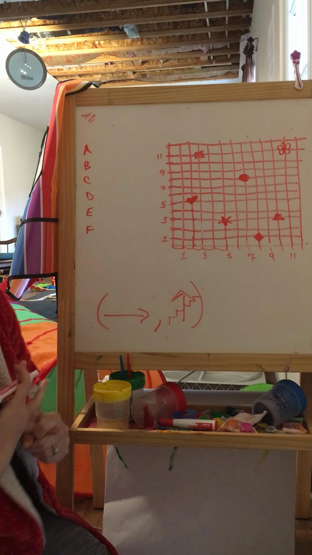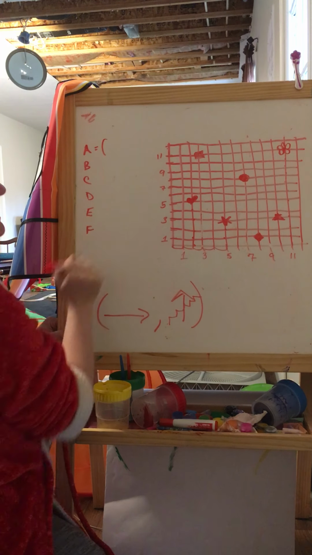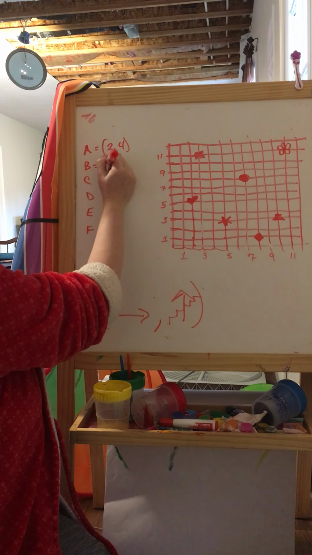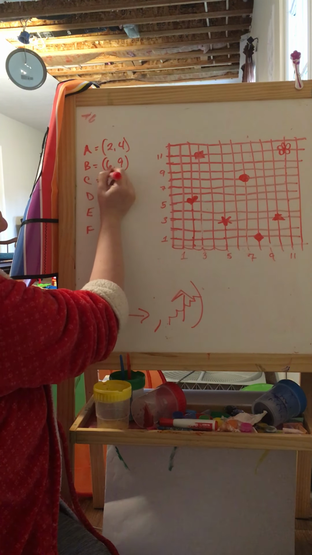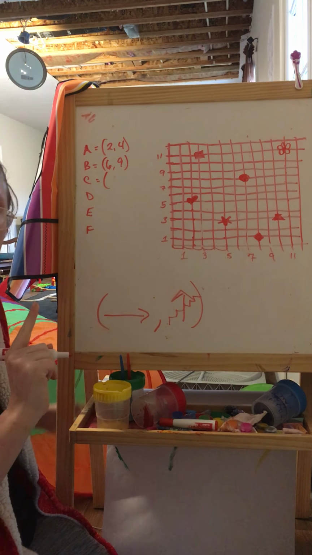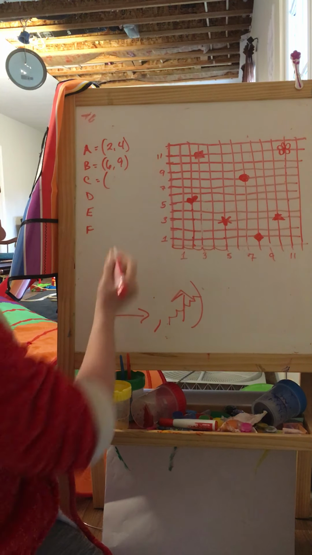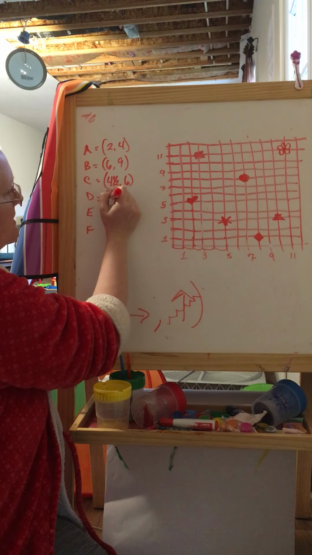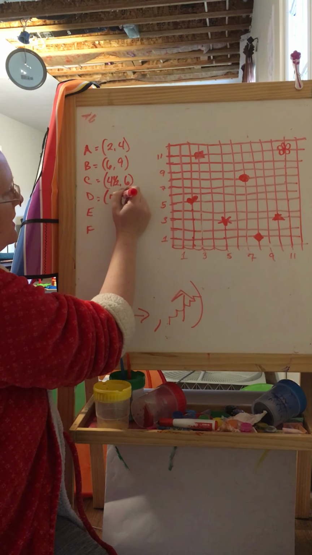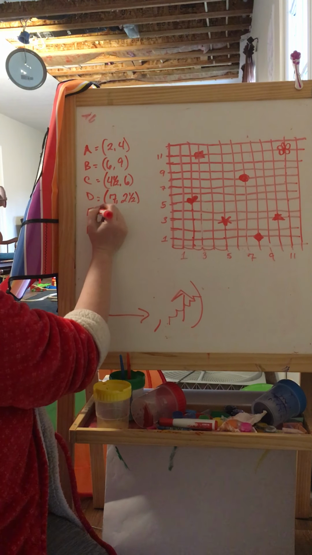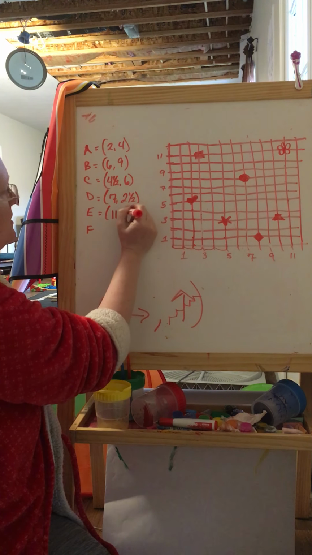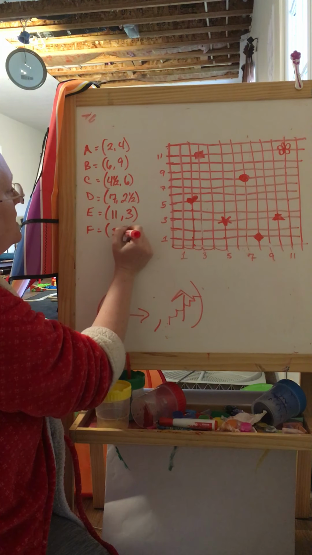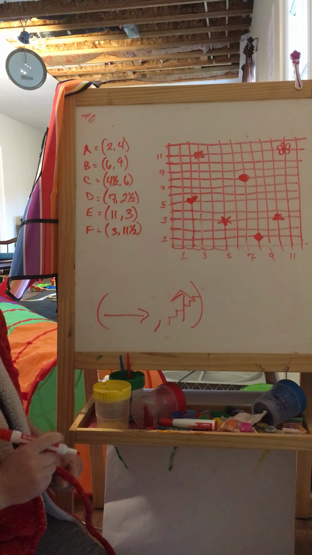So we'll do A, B, C, D, E, and F. And so we'll say A is at 2, 4. And B is at 6, 9. C, I'm going to make this one hard because one thing that we do in 4th grade is that we add halves in. So I'm going to say C is at 4 and a half, 6. D is at 7 and 2 and a half. E is going to be at 11, 3. F is going to be at 3 and 11 and a half.